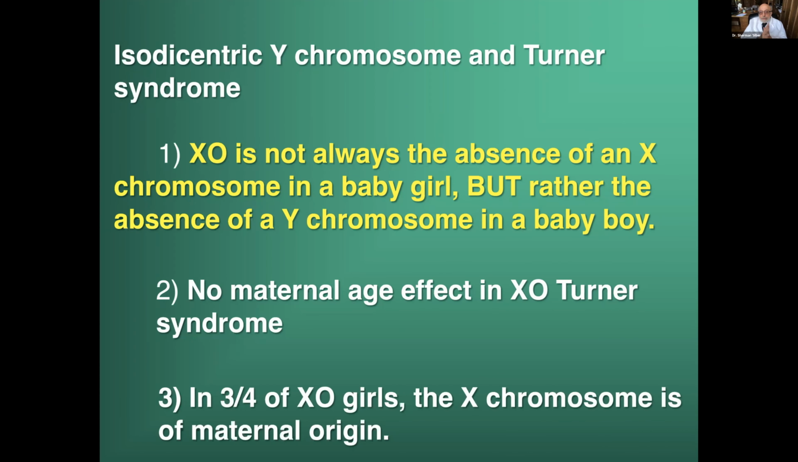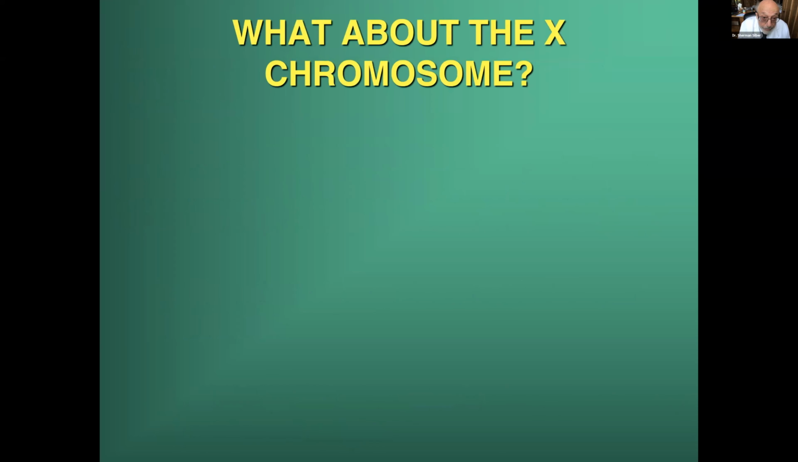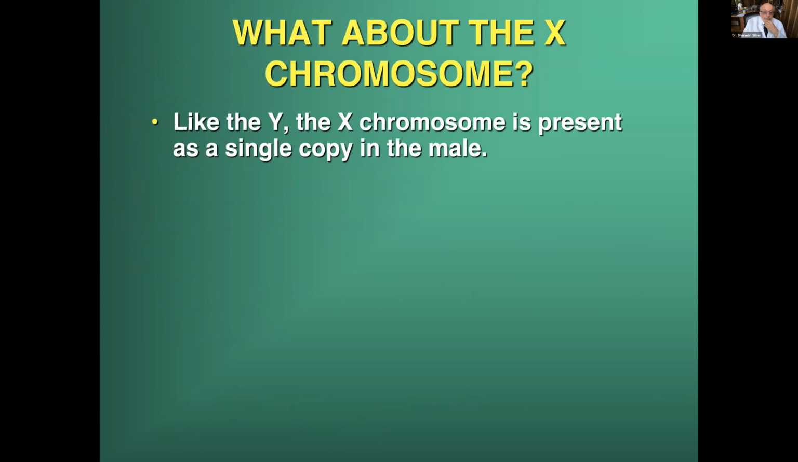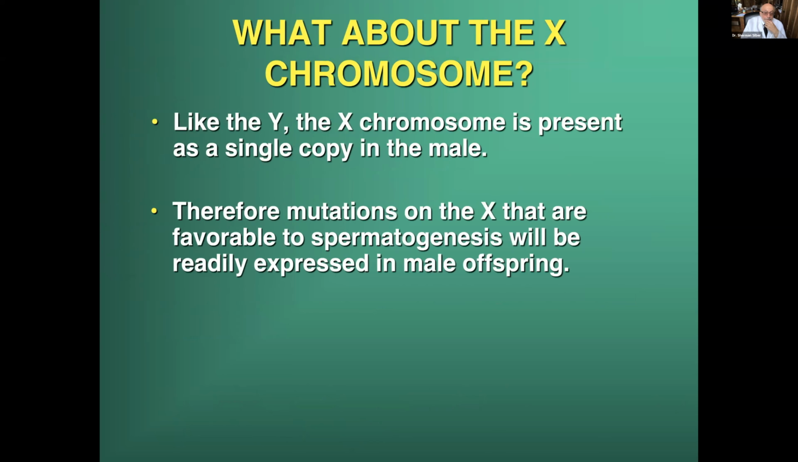So in the majority of Turner syndrome, we would guess we're not going to find any sperm because of the majority of them, and we're not going to find eggs because the majority of them are males that lack a Y chromosome rather than females that lack an X chromosome. And what about the X chromosome in general? Like the Y, the X is present as a single copy in the male. Therefore, mutations in the X that are favorable to spermatogenesis will be readily expressed in male offspring.